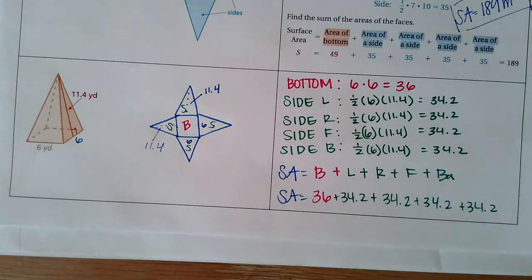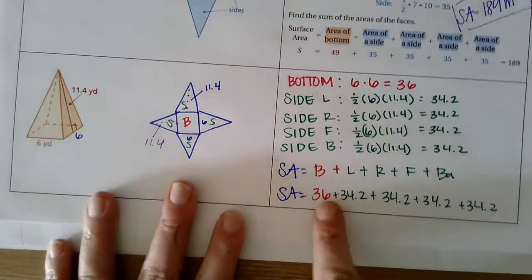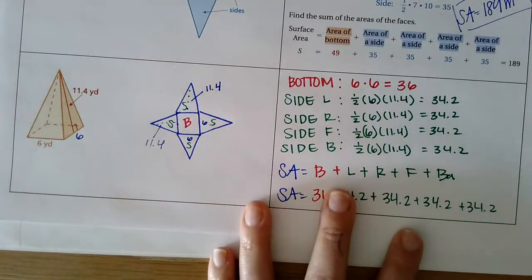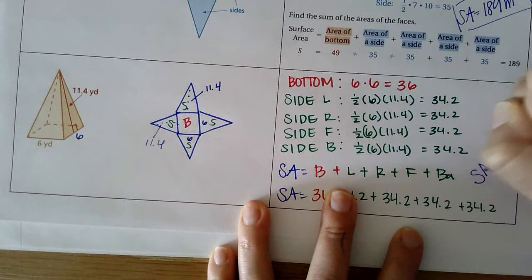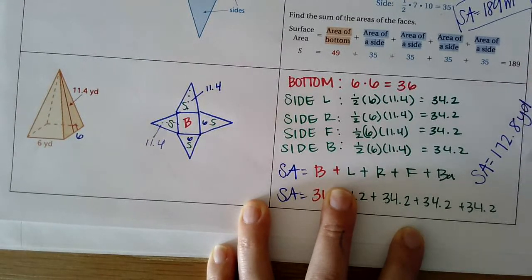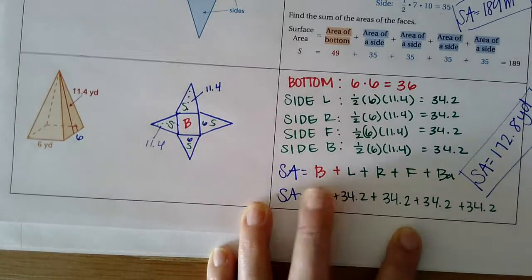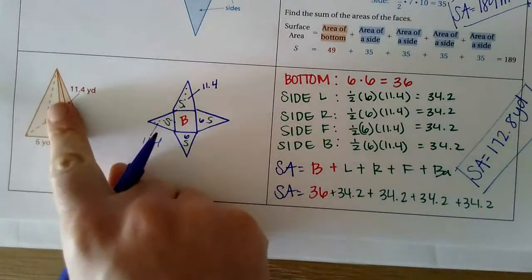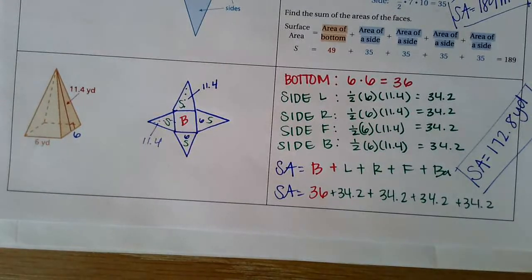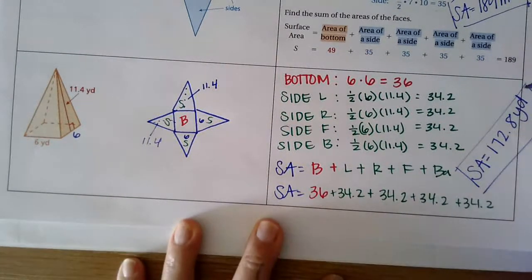So now I've set up my formula. I've plugged in my numbers, substituted them in. I take out my calculator, I add these all up, and that will get me a surface area of 172 and 8/10 yards squared. So the entire surface of my square pyramid in this case would be 172 and 8/10 yards squared.